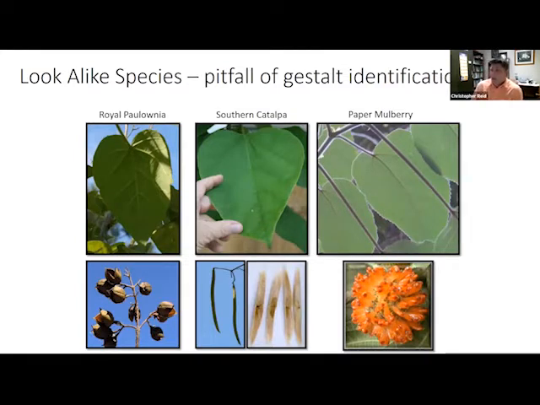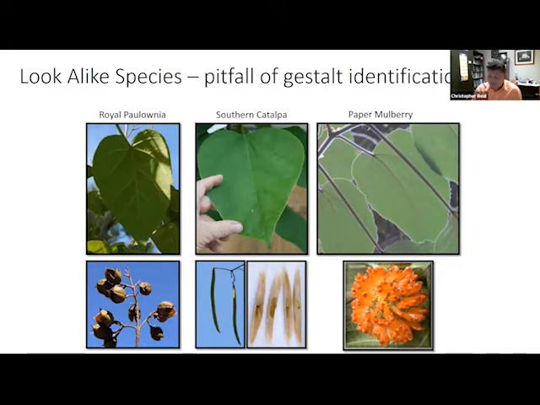So there are a lot of look-alike species, so species that are superficially similar to one another, but if you look really closely, are really different. So we have 3 examples right here: Royal Paulownia, or Empress tree, they call it, Southern Catalpa, and paper mulberry, which all have, generally, ovate to heart-shaped leaves, but they're way different species, and they're not even closely related.